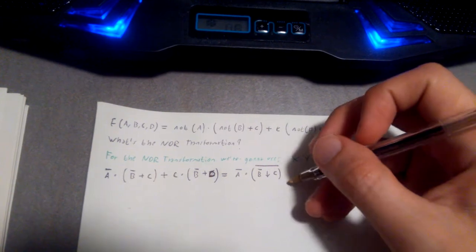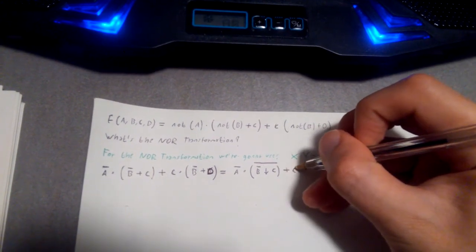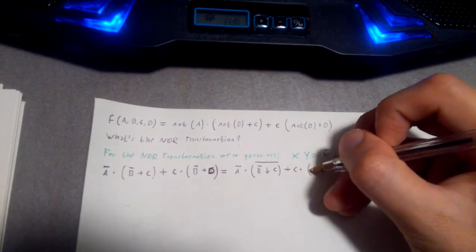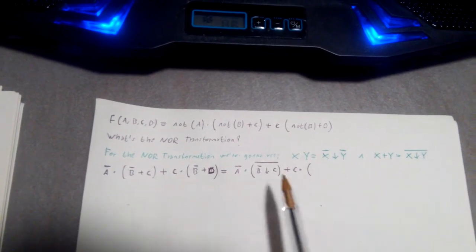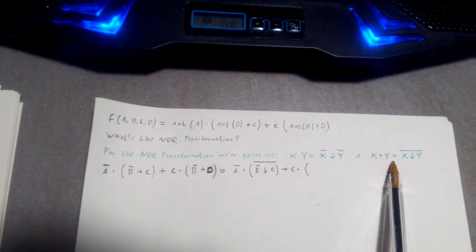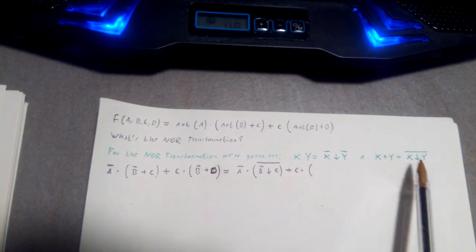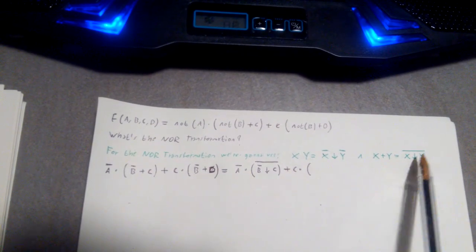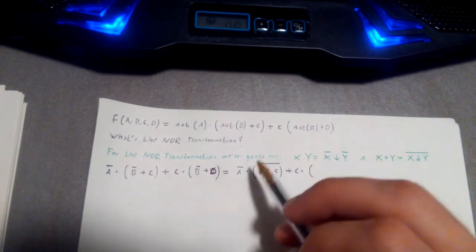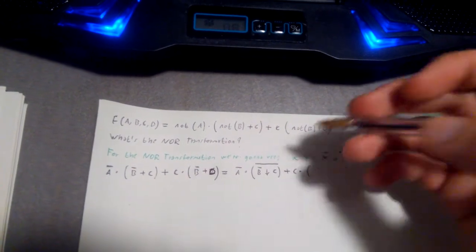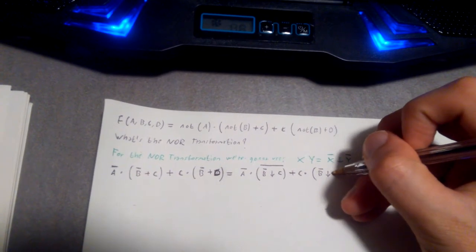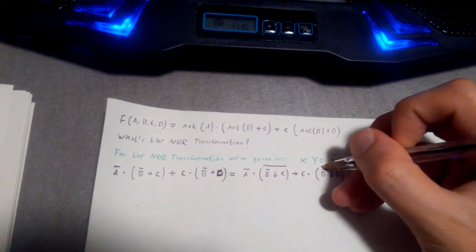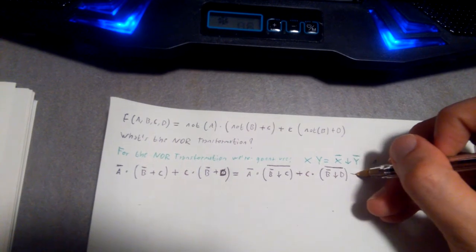Then I'm gonna go on and say, okay, C times, then I'm gonna have B plus D, which is essentially the same as this one. It's like saying X plus Y, so I'm gonna have X arrow down Y and a not on top of everything. So B not, arrow down D, and then a not on top of everything.